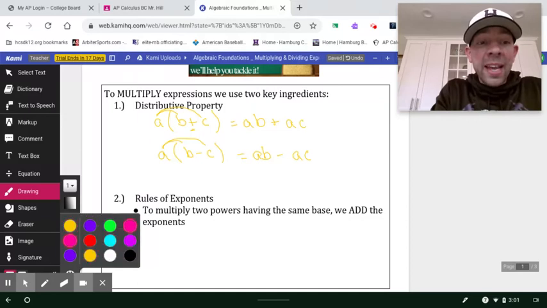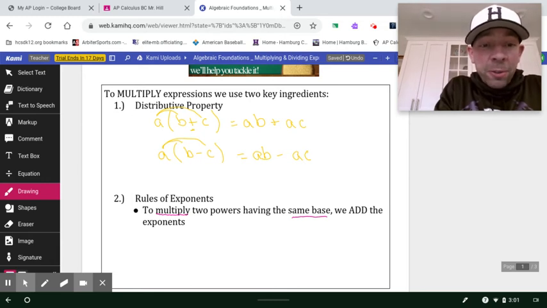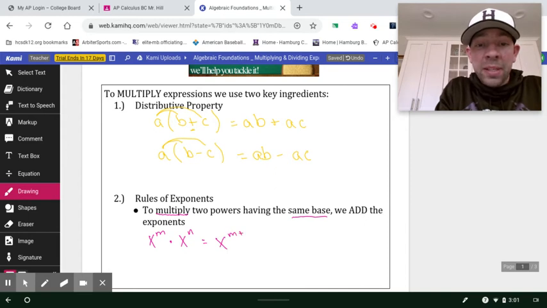Okay, now the second key ingredient, and this is going to be super important today, is what we call our rules of exponents. And if you're going to multiply two terms, they've got to have the same base. That's the key. We're going to add those exponents. So what does that look like? In general terms, we'd say x to the m multiplied by x to the n power is equivalent to x to the m plus n.